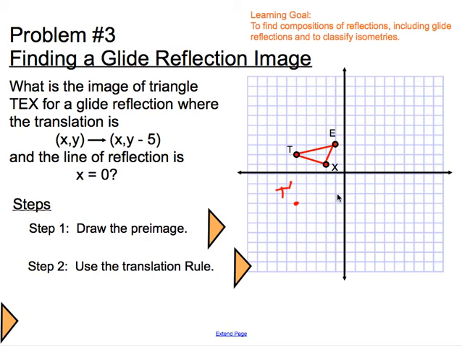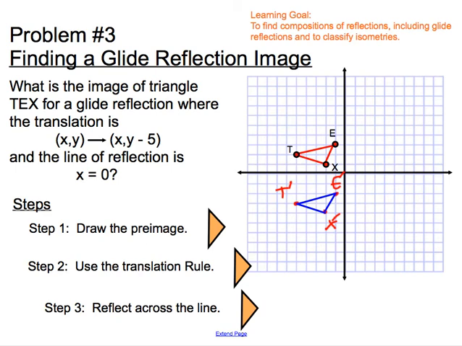I'm going to take E and move E down 5, which is going to give me E prime. I'm going to take X and move X down 5, which is going to give me X prime. And so connecting these points, I can find the triangle after using the translation rule.